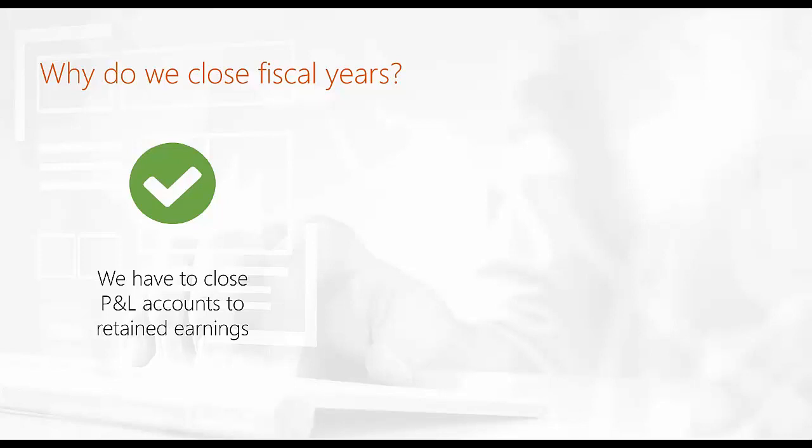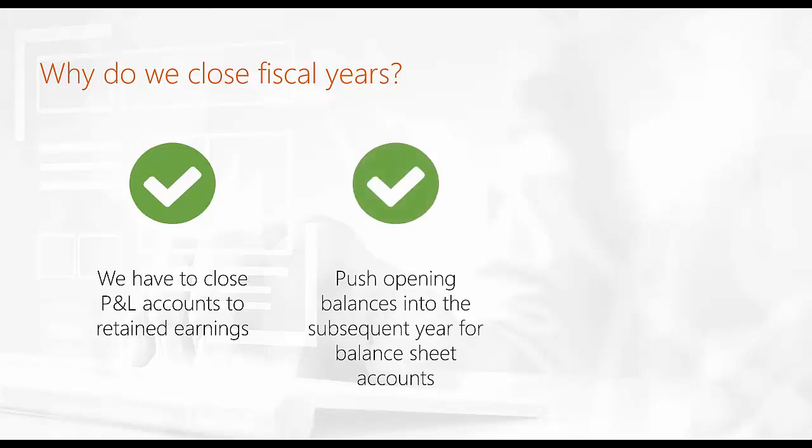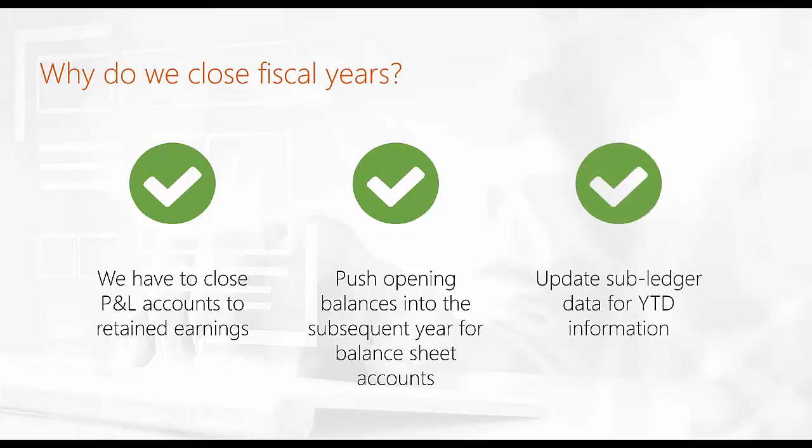In addition to P&L accounts being closed to our retained earnings, closing the fiscal year in Dynamics GP also pushes opening balances for your balance sheet accounts into the subsequent fiscal period. And finally, while closing all individual subledgers is not a required exercise, many of the subledgers in GP have some date-sensitive and year-to-date information that should be reset each year. And in order to do that, we need to close those subledgers. And this would include modules like payroll, inventory, receivables, payables, and of course, fixed assets.